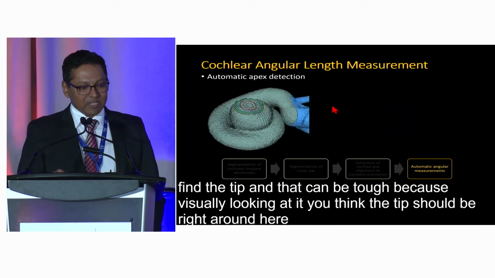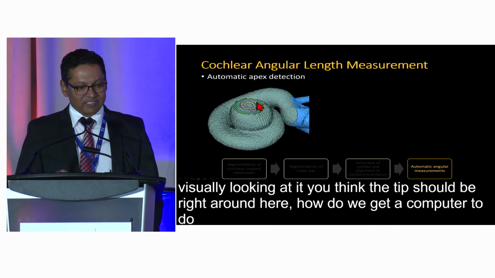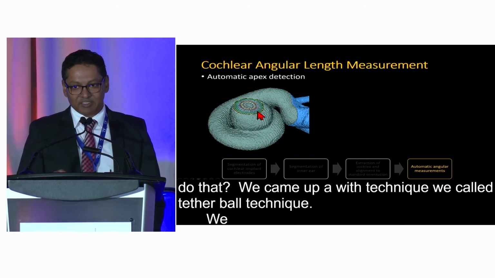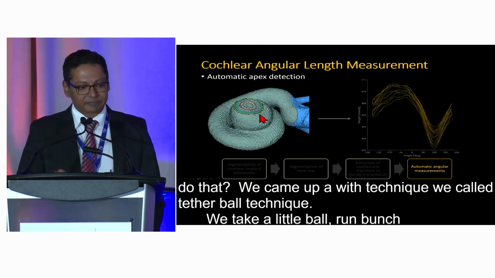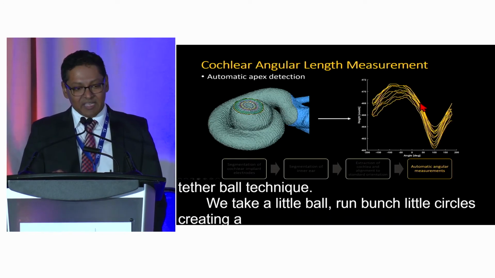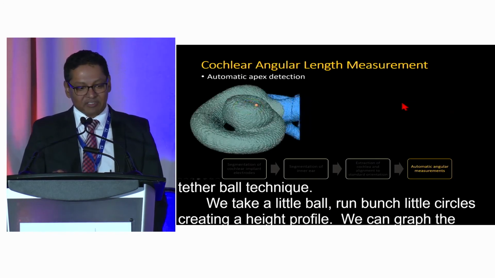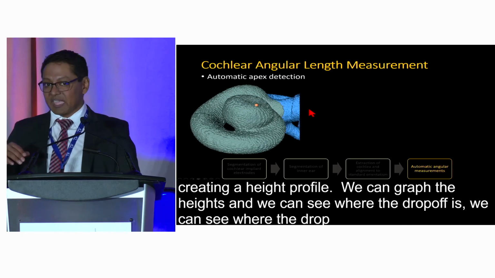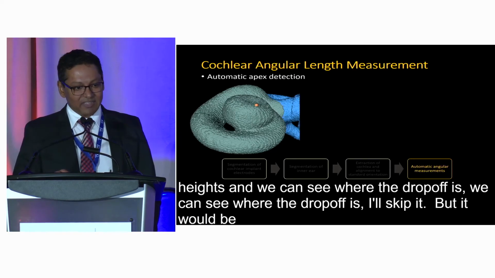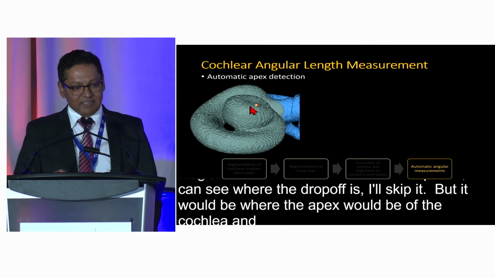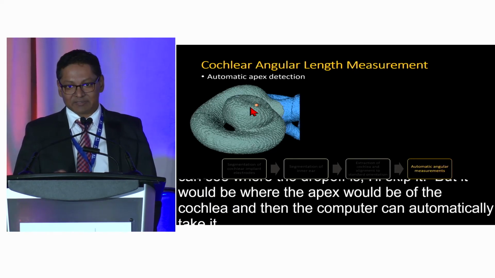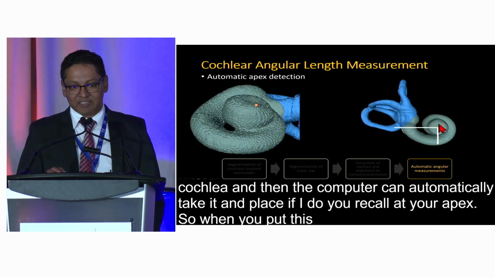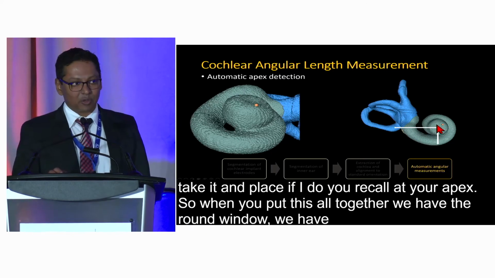So we came up with a technique we call the tetherball technique. We take a little ball and we run it around in a bunch of little circles around the apex of the cochlea, creating a height profile. We can graph the heights, and we can see where this drop-off is. I'll just skip it, but it would be where the apex of the cochlea is. And then the computer can automatically take it and place the fiducial at your apex. So when we put this all together, we got the round window, we got the apex, and we can easily calculate the number of turns of your whole cochlea.